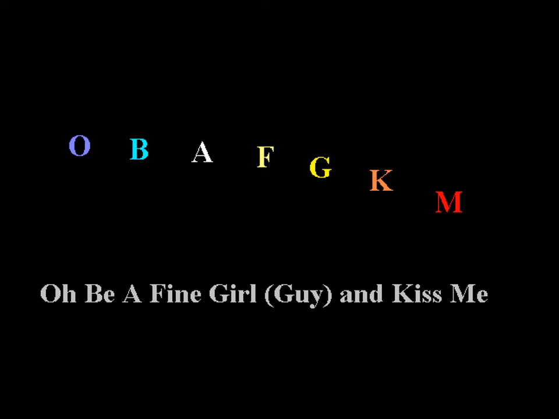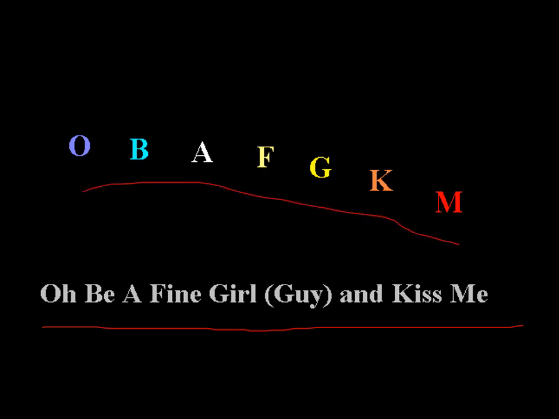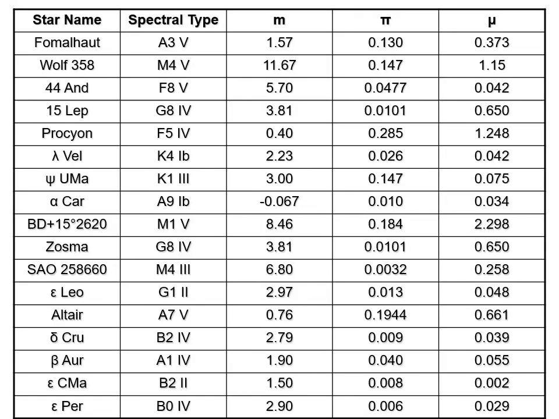Astronomers have had to remember the order O, B, A, F, G, K, M for a long time, and so the way they do that is they create a little mnemonic. So astronomy books for years and years said, "Oh, be a fine girl, kiss me," or "Oh, be a fine guy, kiss me," and that gives you the order right there.